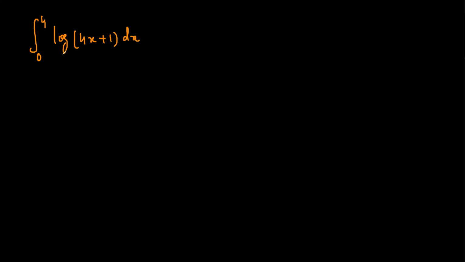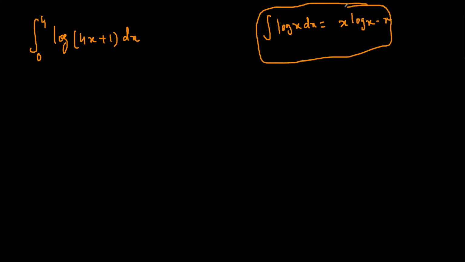Suppose you want to integrate this. The standard form, the integration of log x, is x log x minus x. This is the formula for integration of log x. But this is not in standard form, right? So first you have to consider 4x plus 1 is equal to t. When you differentiate, 4x gives 4 dx plus 0 is equal to dt, right?